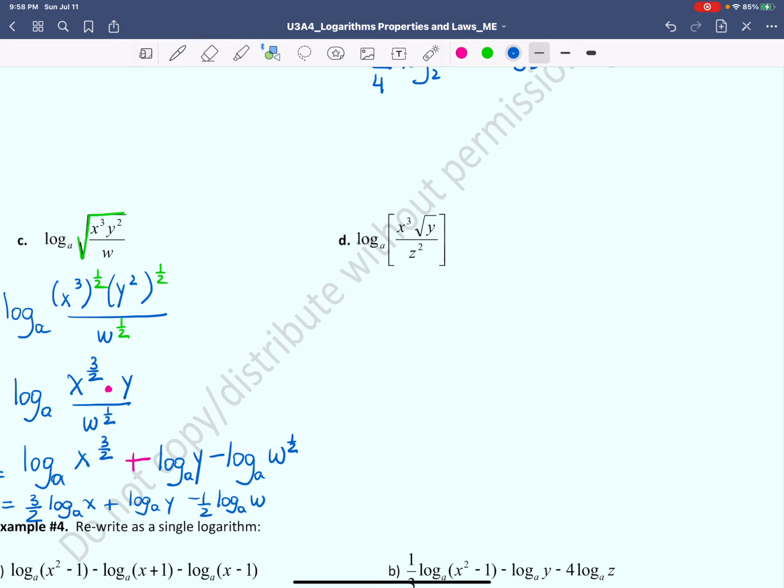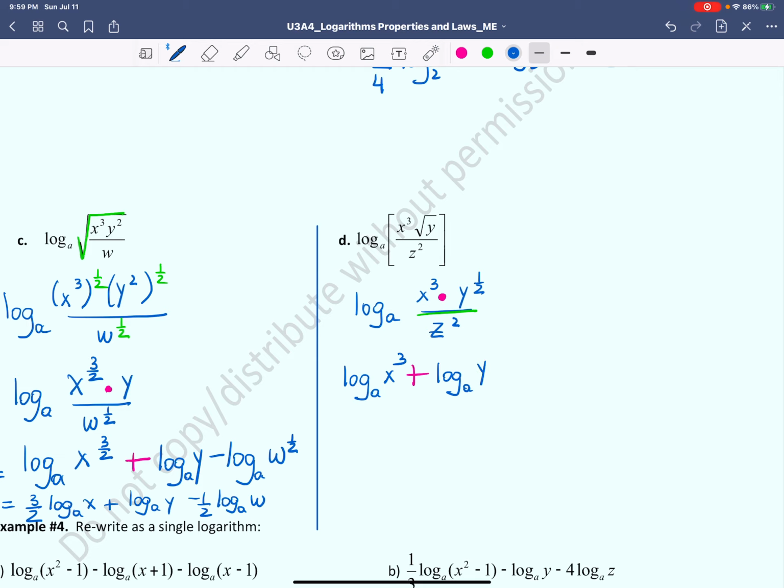One more. Log with base a of, we have quite a few terms in here. We're going to write each of them in exponential form. We have x to the power 3, y to the power 1/2, and z to the power of 2. So we have product, and then we have quotient. So that's log with base a of x to the 3 plus log with base a of y to the power of 1/2, and then minus log with base a of z squared. Bring the coefficients to the front so it's more expanded. 3 log with base a of x, plus 1/2 log with base a of y, and then minus 2 log with base a of z.